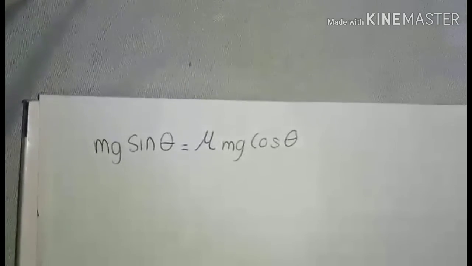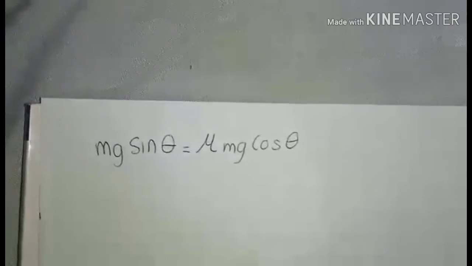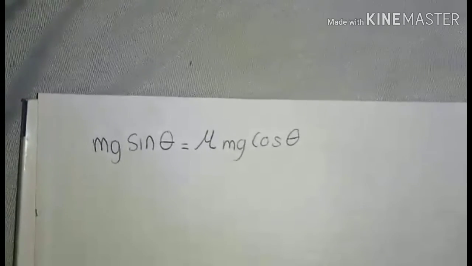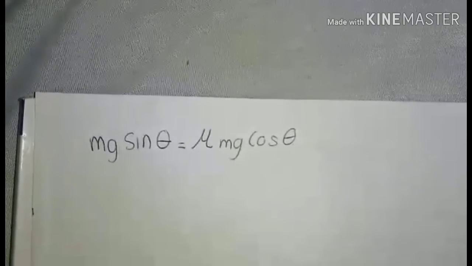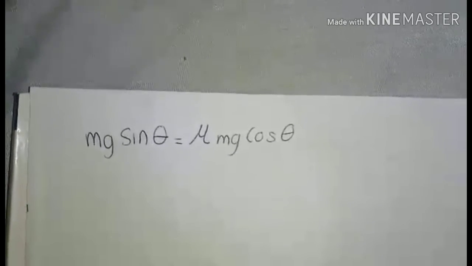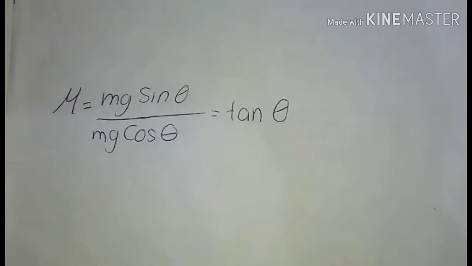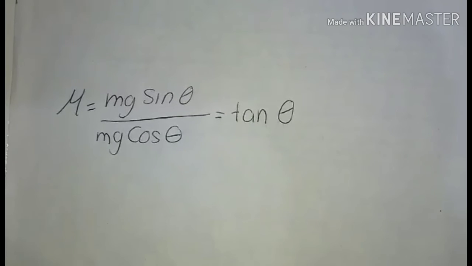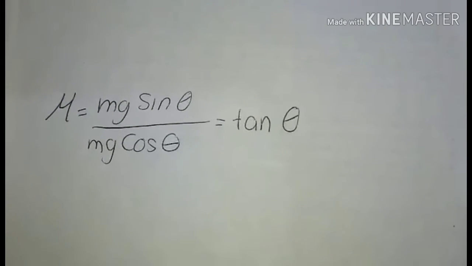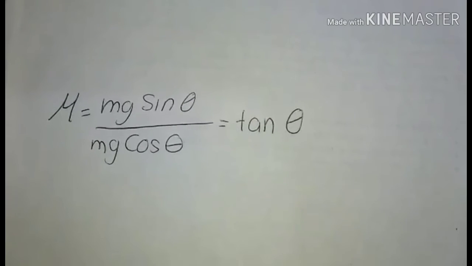If the component of the gravity force down the incline is equal to the frictional force, then we get this formula: mass times gravity times sine of the angle is equal to mu times mass times gravity times the cosine of the angle. Isolating, we have that mu is equal to mass times gravity times sine of the angle divided by mass times gravity times cosine of the angle, which is equal to the tangent of the angle.